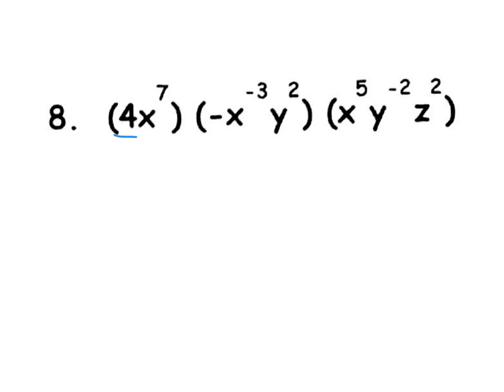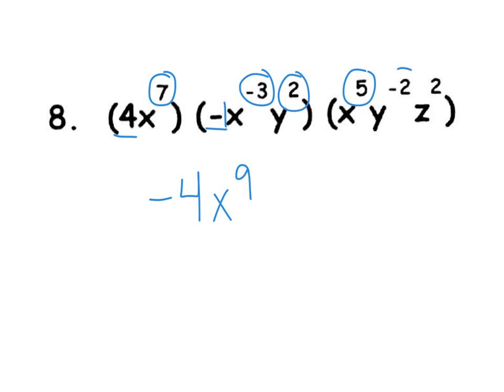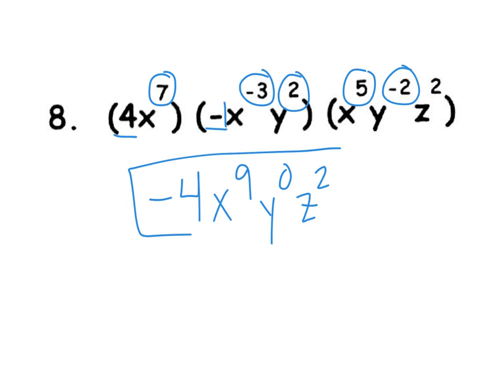You start with your coefficients. Remember, your coefficients get multiplied. So this is a -1, so you have 4 times -1, which is -4. Then we go in alphabetical order, starting with x. x to the 7th plus a -3 plus a 5 is x to the 9th. Y's 2 and -2 make y to the 0. And z, since it has nothing else to combine with, just comes down to z squared. And that is your answer.